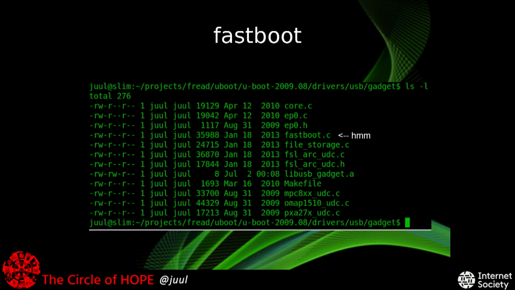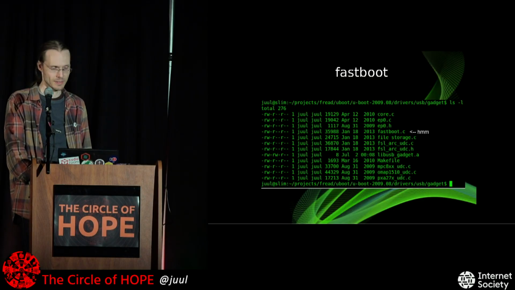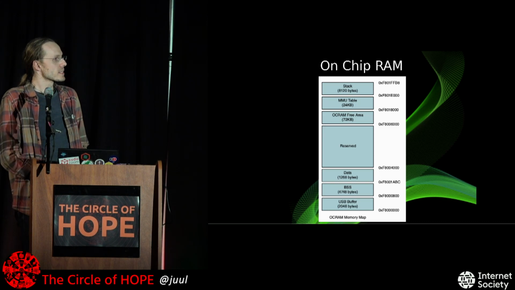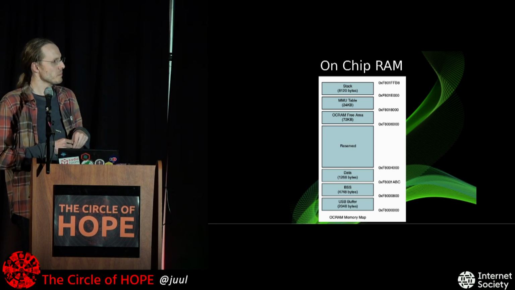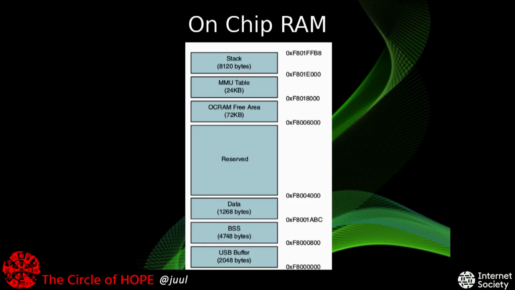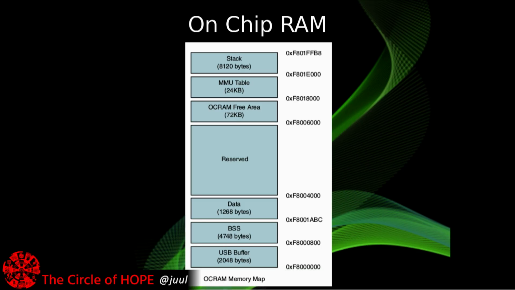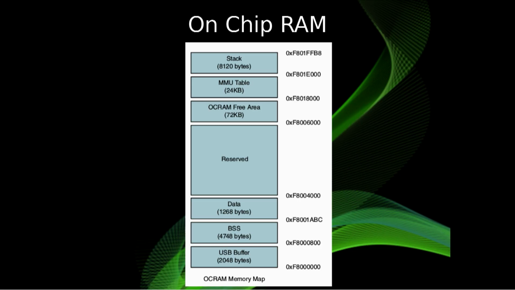So there's this file included, fastboot.c. That's interesting. Fastboot is the thing Android uses to allow people to reflash their devices, among other things. All right, limitations. The on-chip RAM is the tiny amount of RAM that's inside the chip. When you're booting a system and you first start executing code, it doesn't have the RAM initialized. The RAM is an external device that needs initialization.